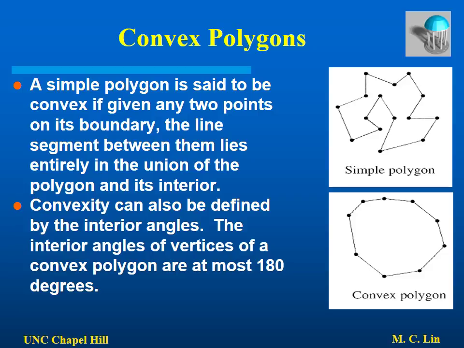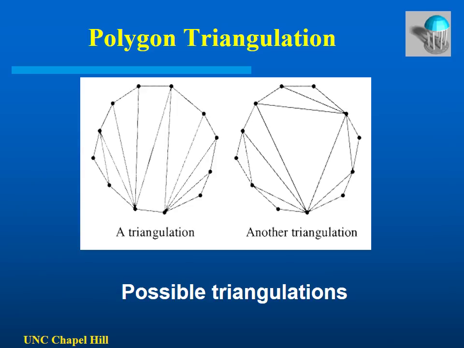Convexity of a polygon can also be defined by the interior angles. The interior angles all have to be at most 180 degrees. Note they can be equal to 180 degrees and still satisfy the definition of being a convex polygon. Our problem is to fill a convex polygon with triangles in such a way that some measure of the triangles is minimized.